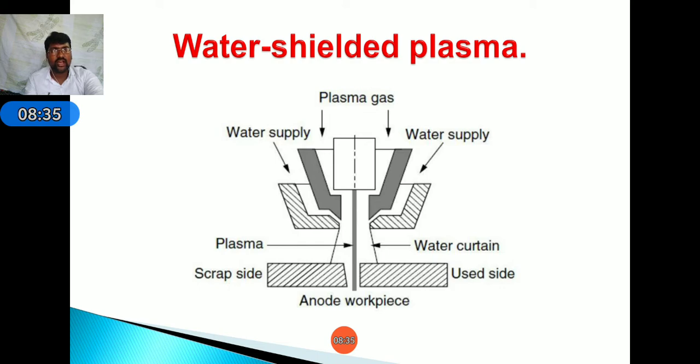This is the diagrammatic representation of water shield plasma. Here, around the nozzle, we are passing the water supply to cool the gases, the heat generated in the nozzle, to reduce the wear and tear of the electrode.